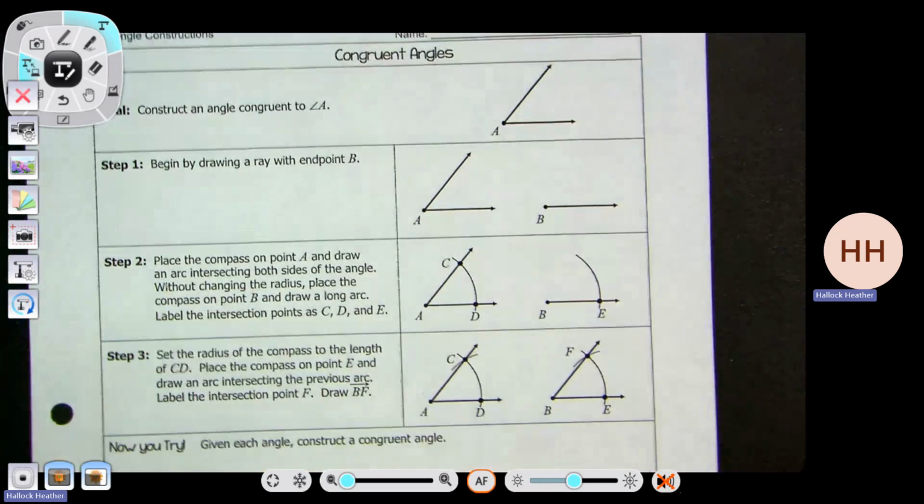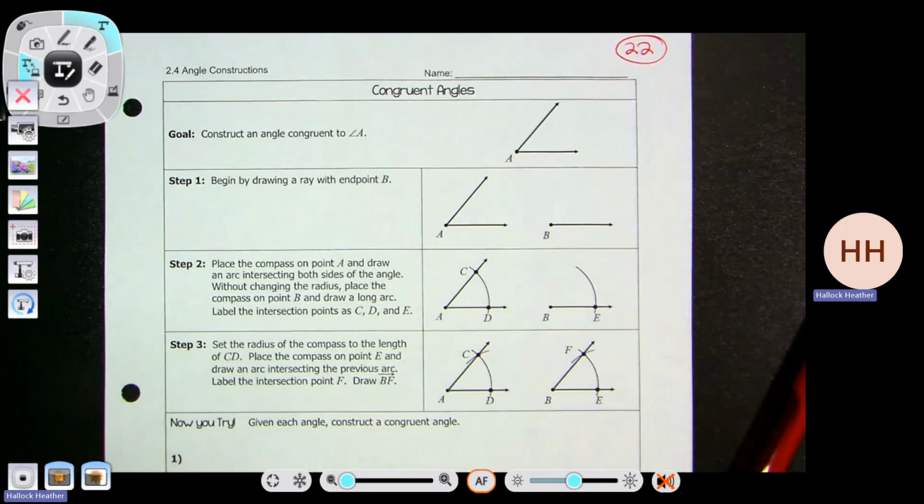Okay, so pause wherever you're at. We're gonna start our notes, which is number 22. We reviewed chapter 1's instructions. We did copy a segment, and we did perpendicular bisector of a segment. Today we are doing copy an angle and angle bisector, because chapter 1 was on segments, chapter 2 was on angles. So now we're going to do angles.